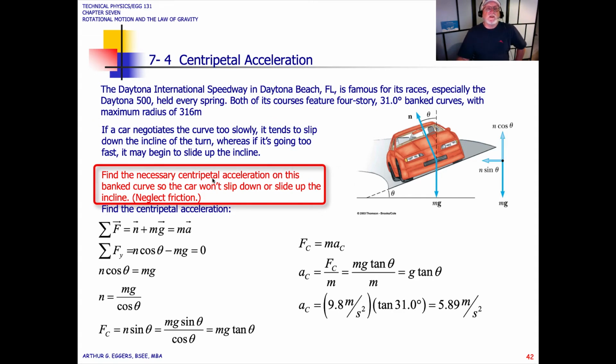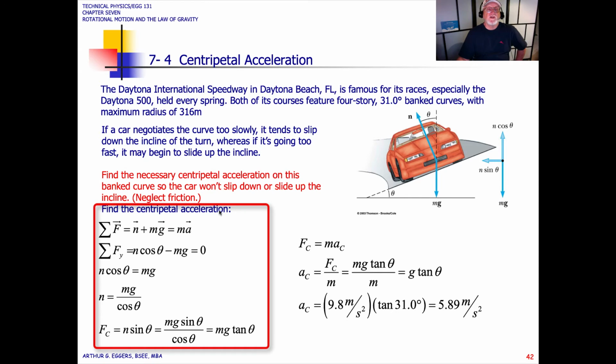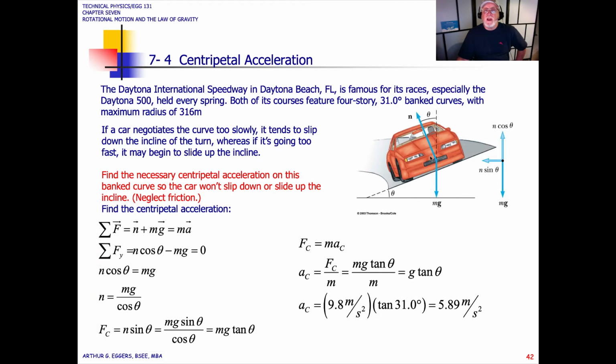Find the necessary centripetal acceleration on this banked curve so that the car will not slip down or slide up the incline. Neglect friction. So we first find the centripetal acceleration. Let's study the diagram here a little bit. We've got our free body diagram. The normal is off at some angle, which is 31 degrees, and we've got our force of the weight, mg, straight down here. So we look at our free body diagram minus the car, then we've got n cosine theta, mg, and n sine theta as all of our component forces.